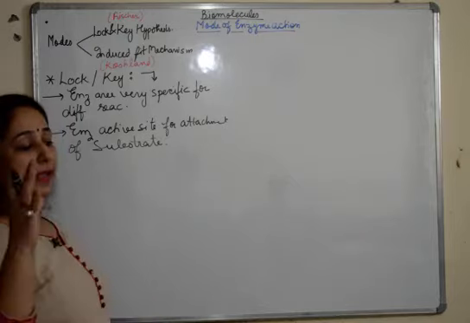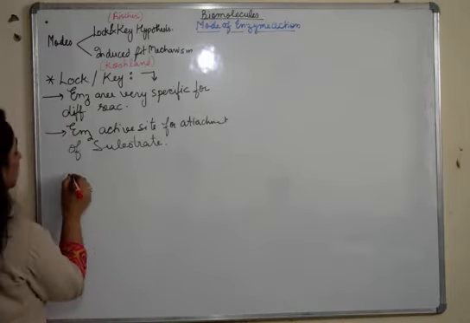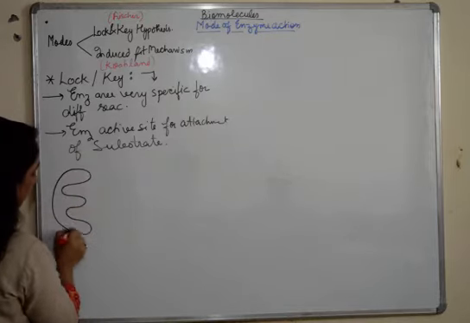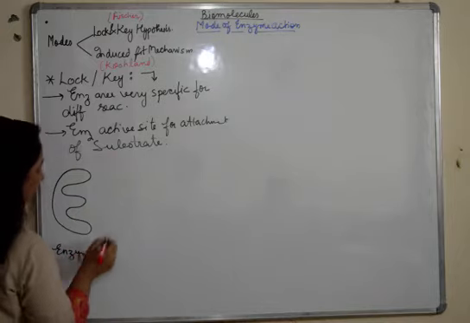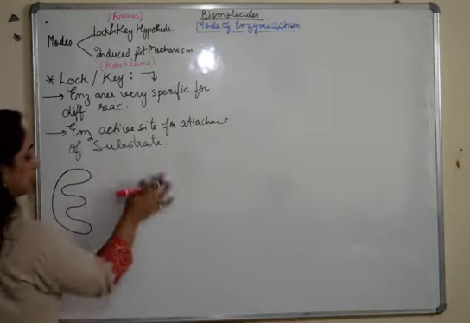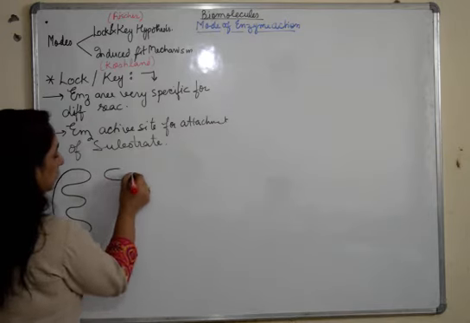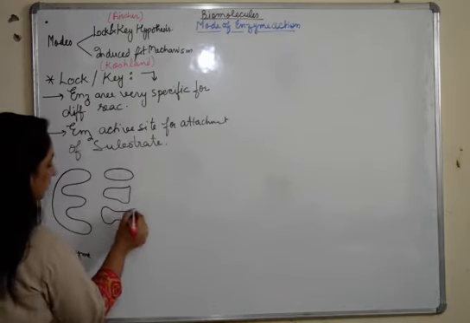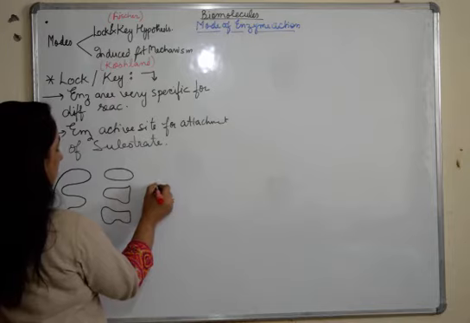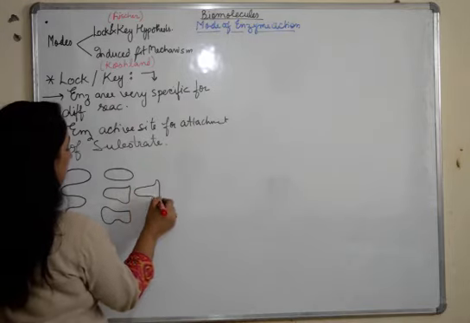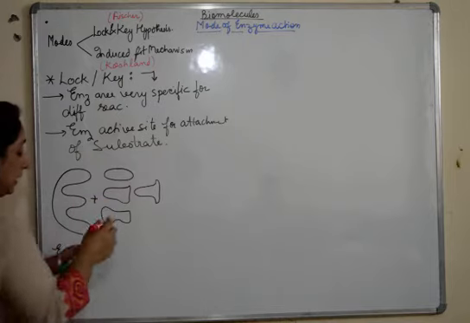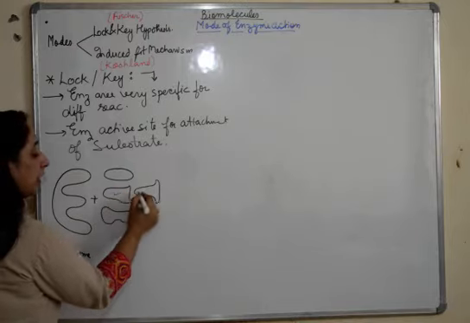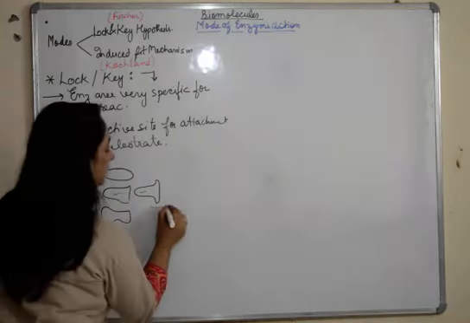So I'll just make a diagram and then I'll start explaining. First of all, suppose this is an enzyme. And we have substrates here. Suppose this is one, this is another substrate, this is another substrate, we have one again here. So what will happen? There are multiple substrate molecules, but the ones which are specific for it are going to get attached here.